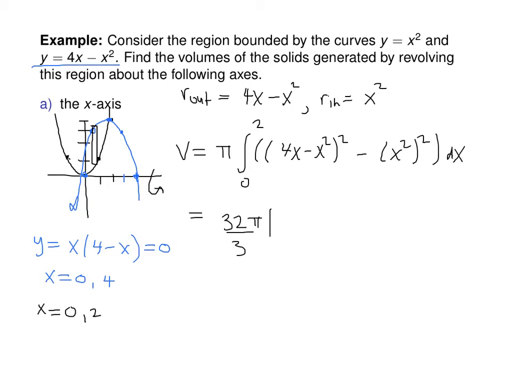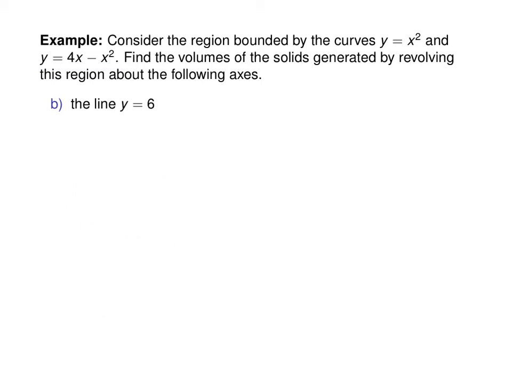If you're not certain that you can do that, you should stop right now and try to work it out. All right, next. Same region, just about the line y equals 6. So there's y equals x squared, 4x minus x squared, and y equals 6 is somewhere up here.